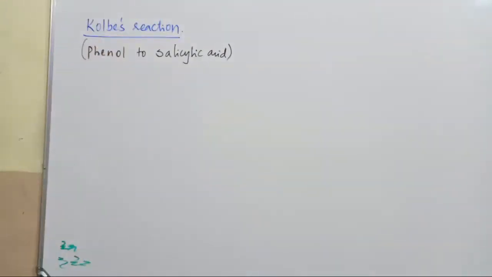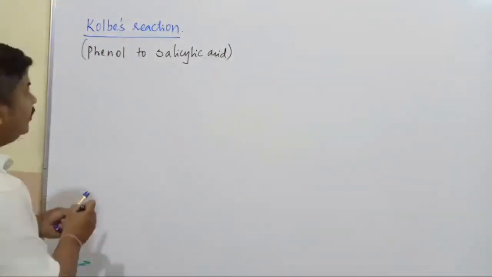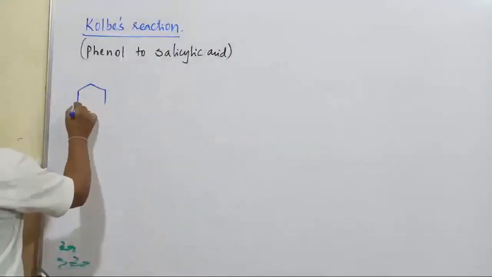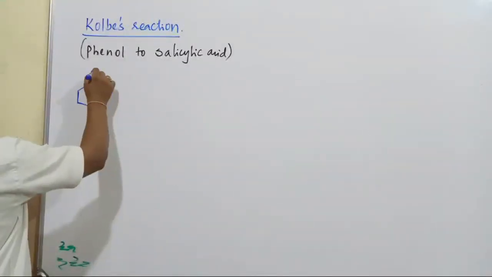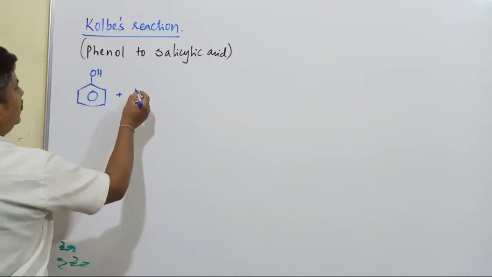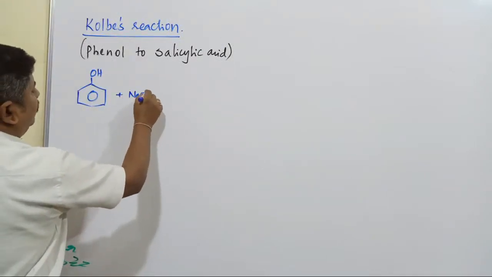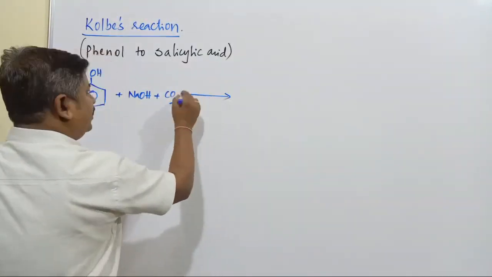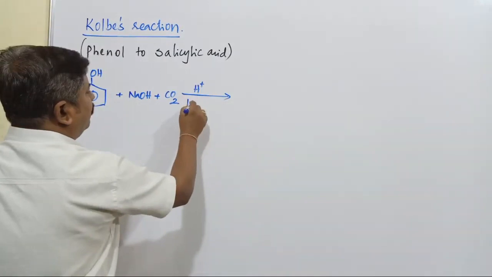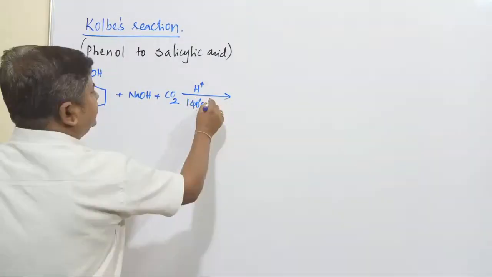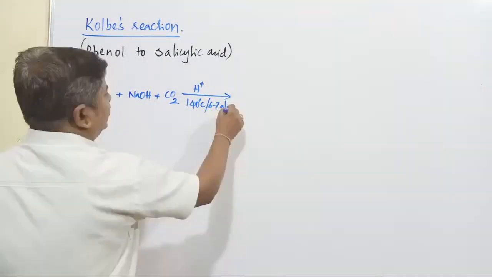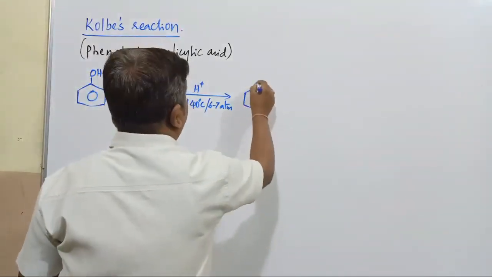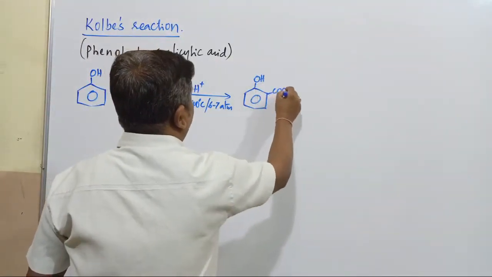So how does this reaction take place? How does phenol get converted into salicylic acid? If I write only the reaction, this is the phenolic compound, OH, when it is heated with sodium hydroxide NaOH plus carbon dioxide, followed by hydrolysis, at a temperature of 140 degrees Celsius and 6 to 7 atmospheric pressure. Under these conditions, the major product obtained is what? This is OH and this is COOH.